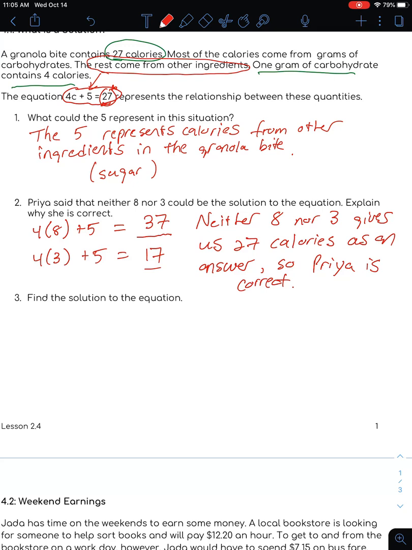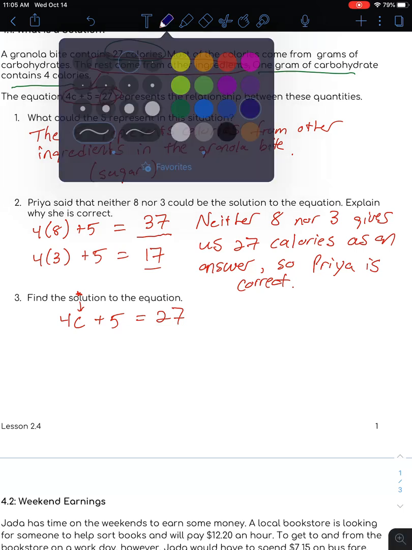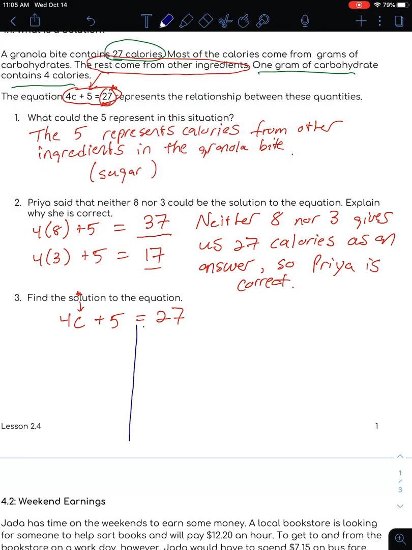So what would be a solution then? Let's go ahead and look at the original equation. 4c plus 5 equals 27. That's our original equation. And so really we want to know what is the number that we can put in for C here that makes this statement true. Now you can start to do some trial and error, but as we go through our solving steps, this is when we're going to have to recall our solving steps.